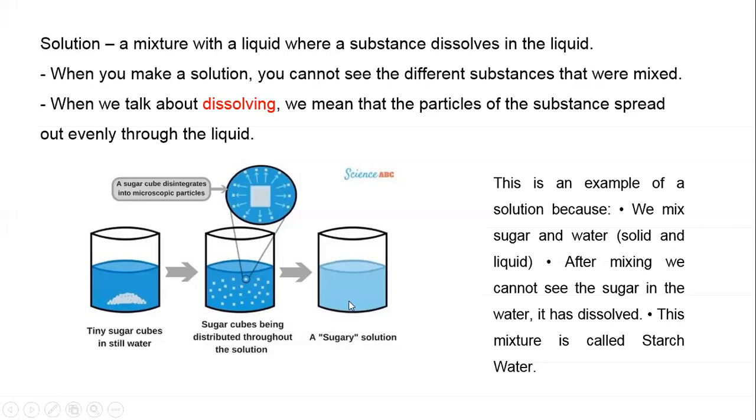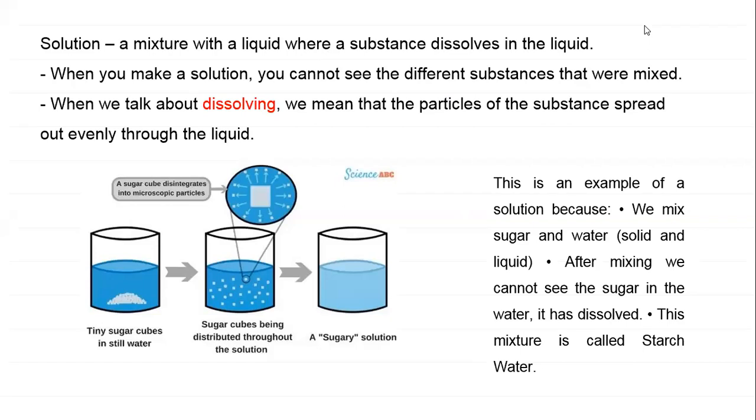Okay, so when we talk about dissolving, we mean that the particles of the substance spread out evenly through the liquid. So dissolving basically means that the substances spread out evenly through the liquid. If you want to chat, please can you chat about the information that I have here, but not to each other if you don't mind.